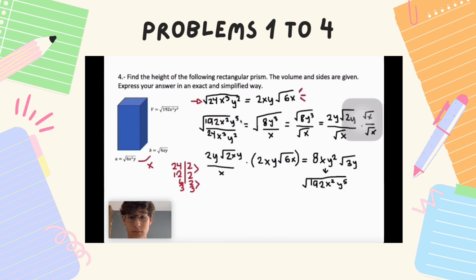So now we have to put the V, which is volume, over the height, which is 24x³, which simplified, you start to get 8y³ over x, which then at the end gets 2y radical of x, which you then multiply by 2x radical of 6, which is the answer to the last, which you then get 8xy² radical of 3y, which equals volume.